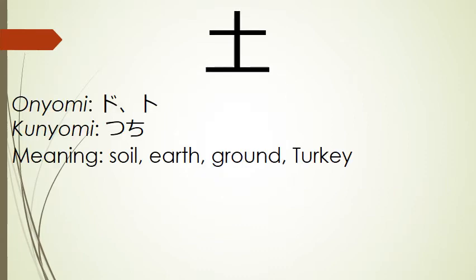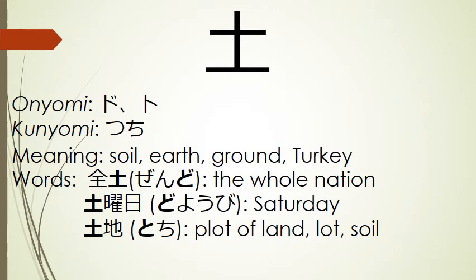Our next kanji can mean soil, earth, ground, or the country of Turkey. Its onyomi include do and to, and its kunyomi is tsuchi. Words that use this kanji include zendo, the whole nation, doyobi, Saturday, and tochi, a plot of land, a lot, or soil.